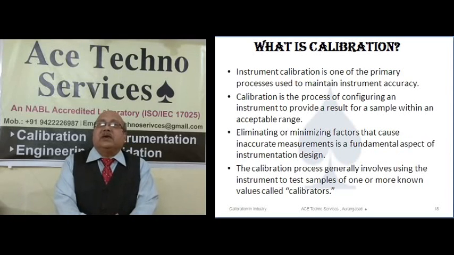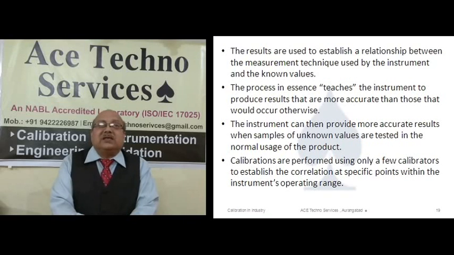Although the exact procedure may vary from product to product, the calibration process generally involves use of instruments such as calibrators. The results are used to establish and rationalize the relationship between the measuring techniques used for the instrument and the known value. The process in essence teaches the instrument to produce results that are more accurate than those that would occur otherwise.